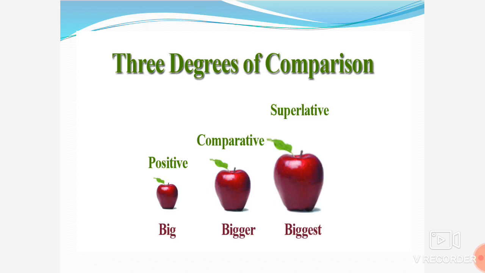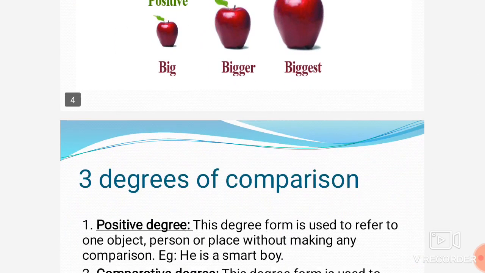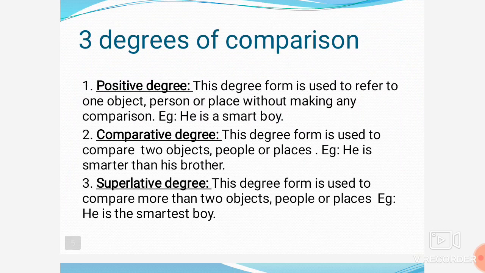Children, what are the 3 degrees of comparison? Positive degree, comparative degree, and superlative degree. Let's see what are these degrees. Positive degree. This degree form is used to refer to one object, person, or place without making any comparison.